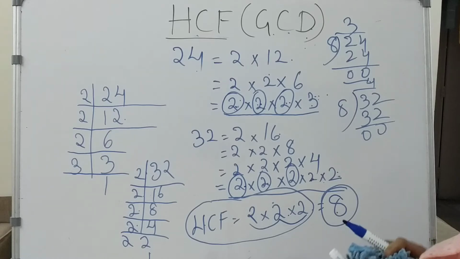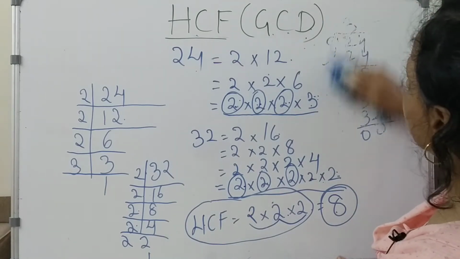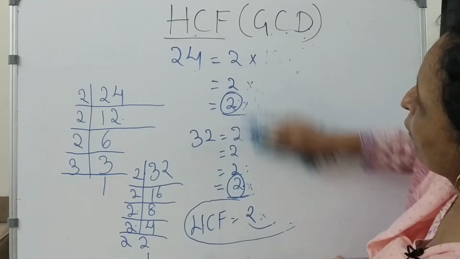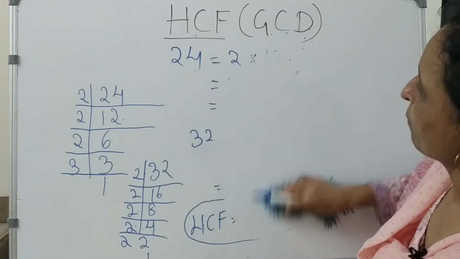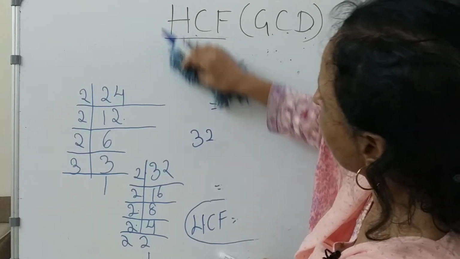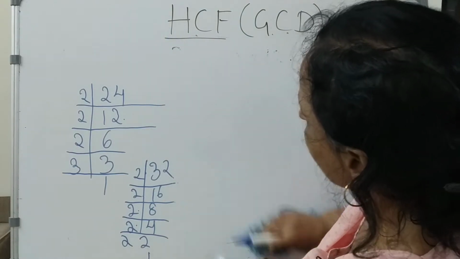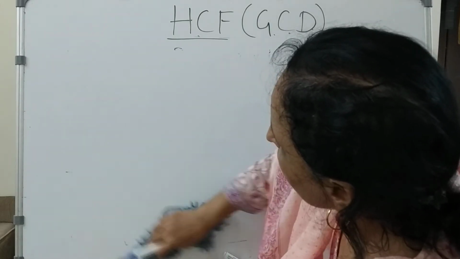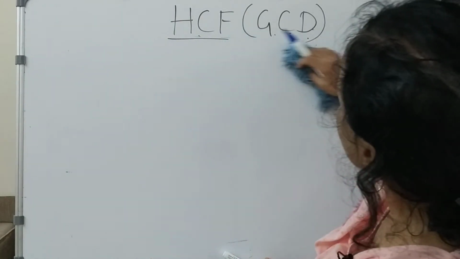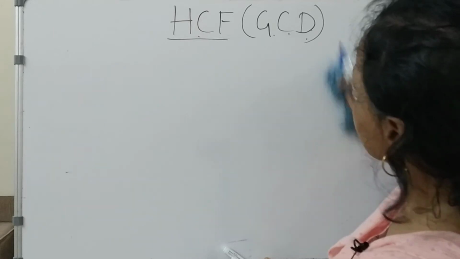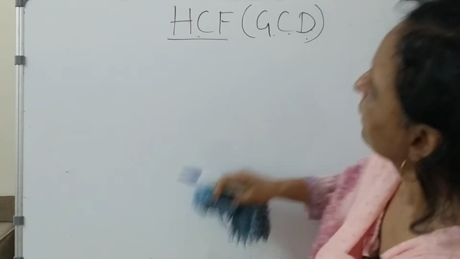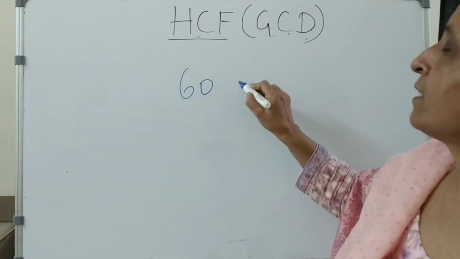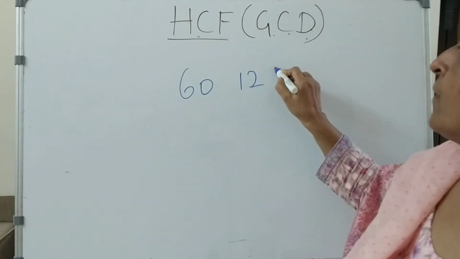Now if you have followed this, then it will be easy to do any further HCF. So here let us take more numbers to find the HCF. Let us take the numbers 60, 12 and 36. We might do it vertically or horizontally. The answer remains the same. So I take the numbers 60, 12, 36.